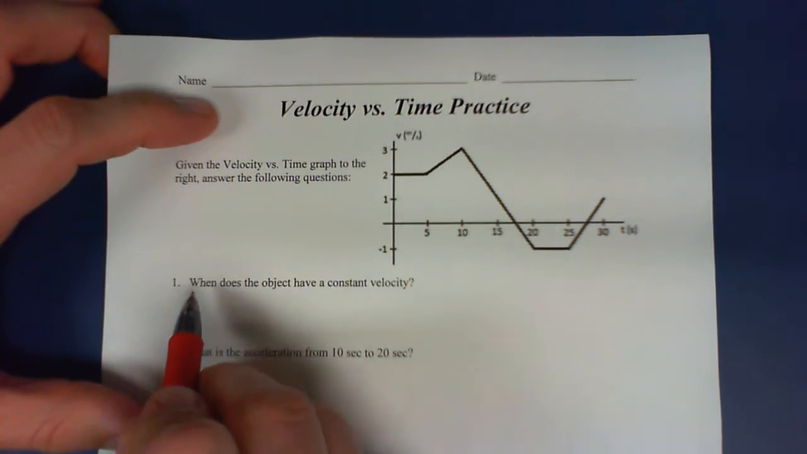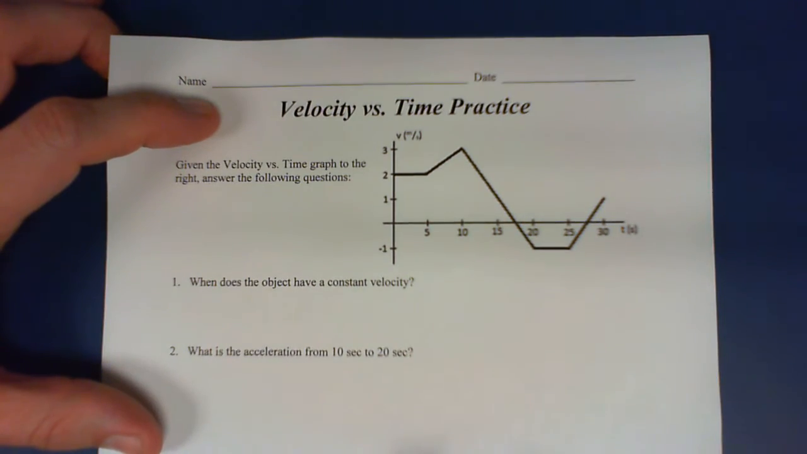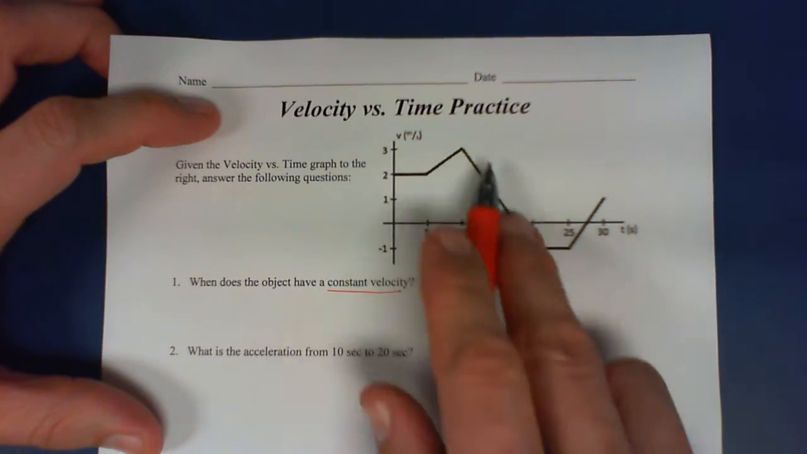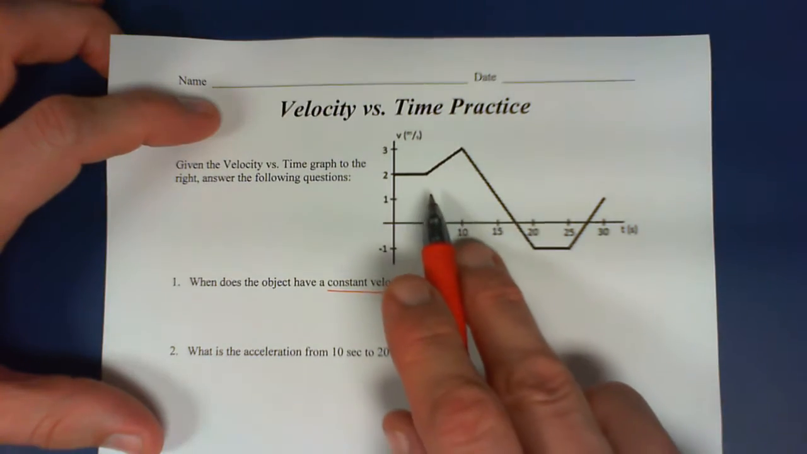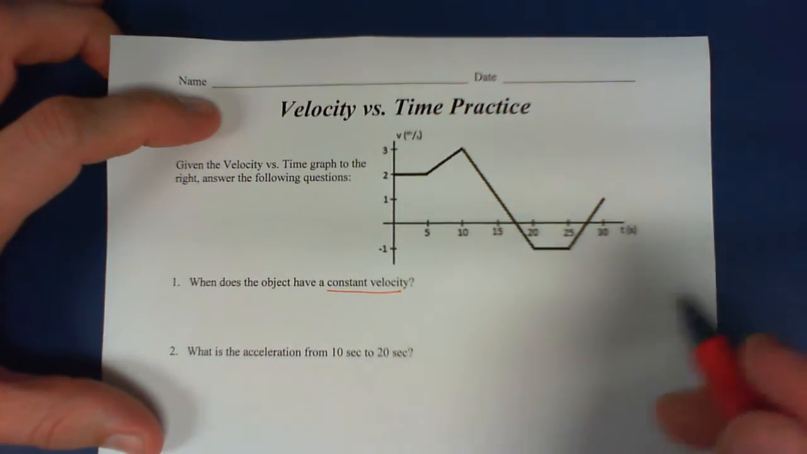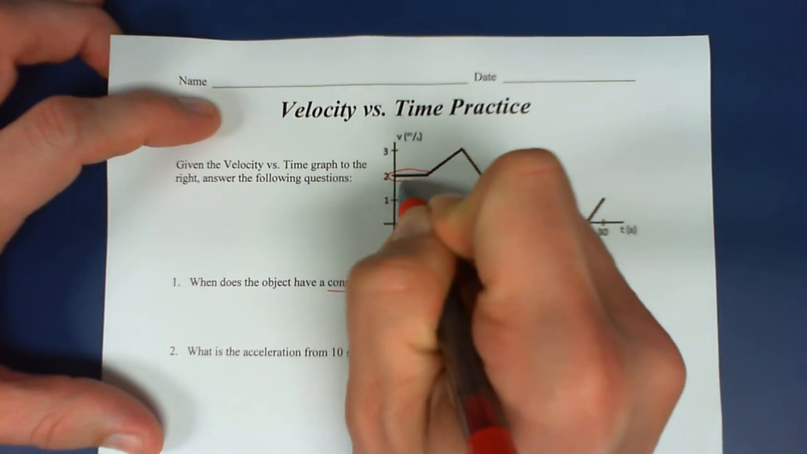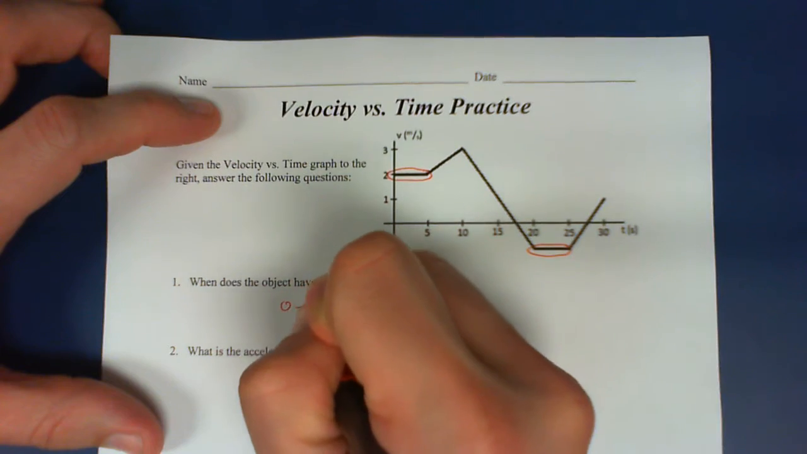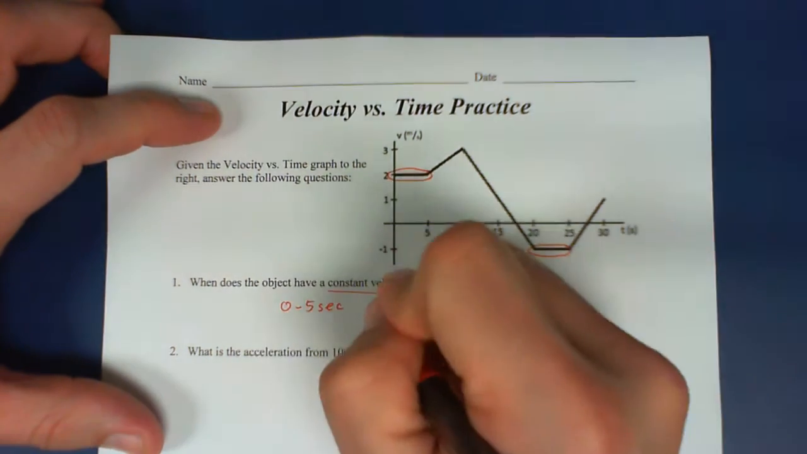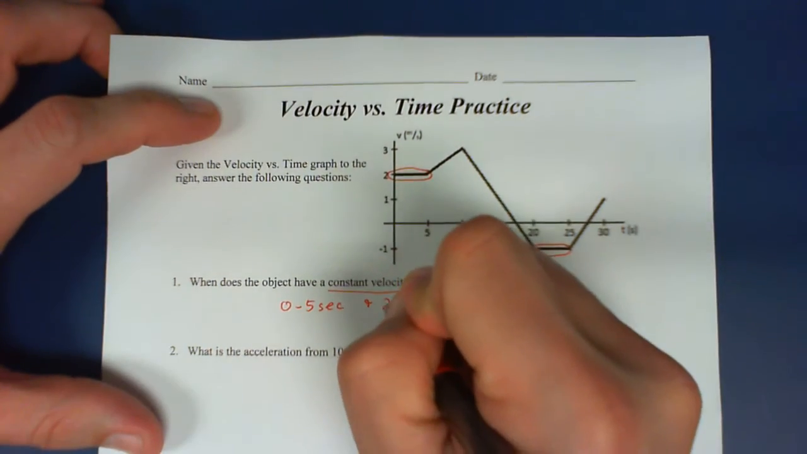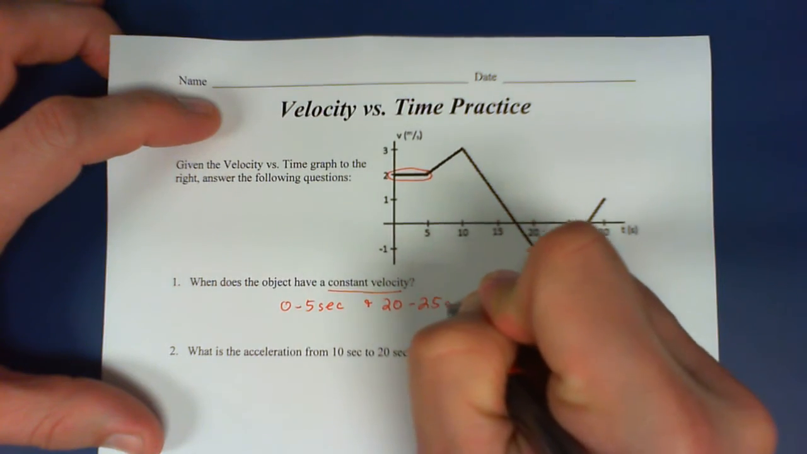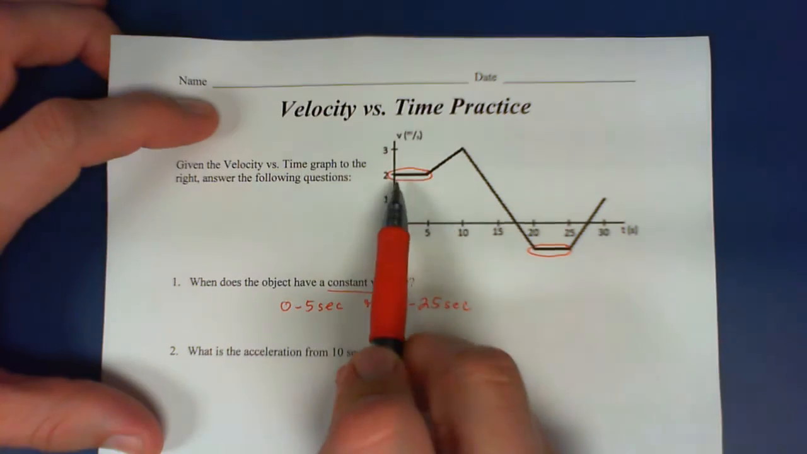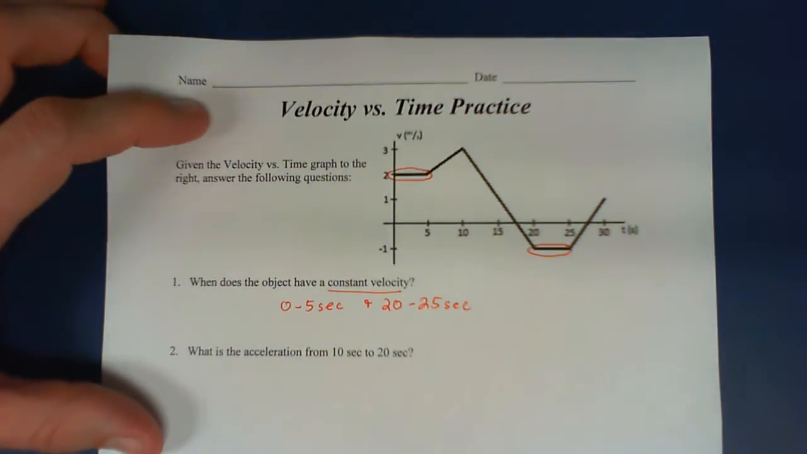So with that being said, let's say, when does the object have a constant velocity? Now, a constant velocity means that you have no acceleration. Remember, for a velocity versus time graph, a slope indicates acceleration. So the parts of the graph where you have a constant velocity are where you have no slope. So that's these 2 points right here. So from 0 to 5 seconds and from 20 to 25 seconds. All right, so you got zero slope, you got constant motion, you got 2 meters per second there, and negative 1 meter per second there.